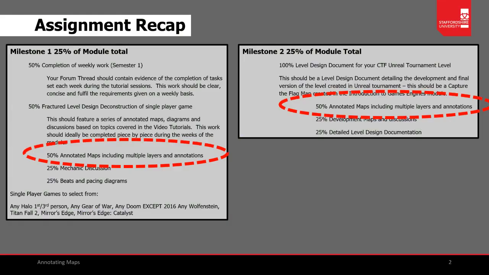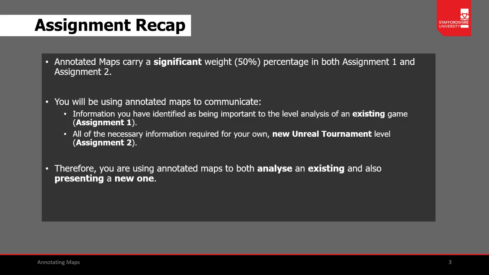Okay, so just to have a quick recap, if we cast our mind back to the assignment, I've highlighted two important parts that show up in both milestone 1 and milestone 2. And what we've got is 50% annotated maps, including multiple layers and annotations. Clearly they carry a significant weight of 50% for both assignment 1 and 2, and you'll be using these for almost different things, I suppose.